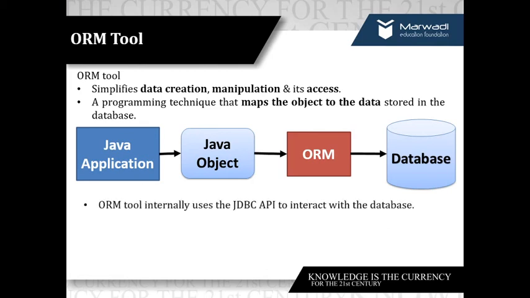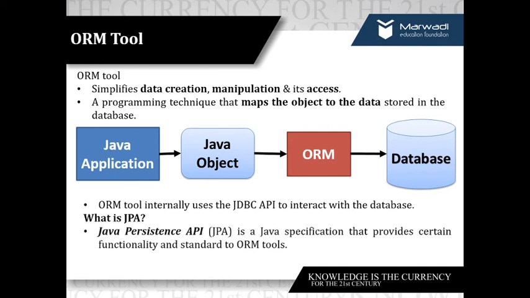Yes, ORM tool internally uses JDBC API. That's a different thing. ORM also needs, it's not like you simply use ORM and you can connect to the database. You also need to have the JDBC jar file for the particular database that you want to connect. So if you want to connect to Oracle database, you need to have that particular jar file in your application. If you want to connect to MySQL database, you need to have that particular jar file in your application class path.